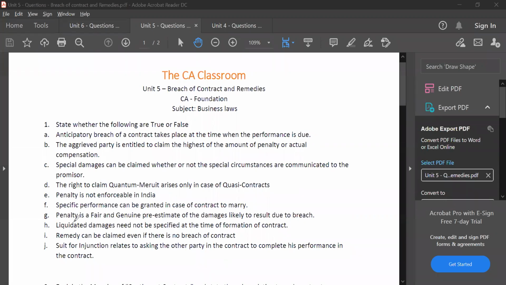See, what the wordings are saying here is penalty is a fair and genuine pre-estimate of the damages likely to result in breach. Is genuine estimate true, sir? Genuine estimate is called liquidated damages. I just explained penalty is a very high amount and unreasonable amount. Penalty is an unreasonable amount. Therefore, answer is false. Penalty is not a fair and not a genuine pre-estimate. So answer is false. Everybody else got it correct. Good. It's okay, Riddhi. Making mistakes in class is fine. In the exam, you should not make this mistake.